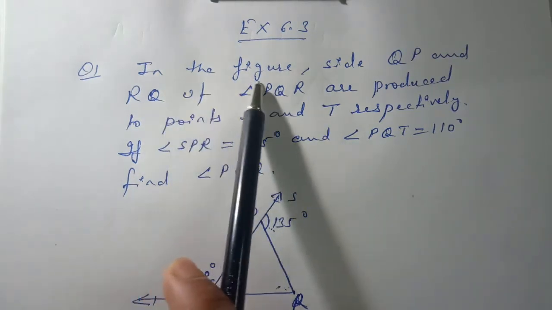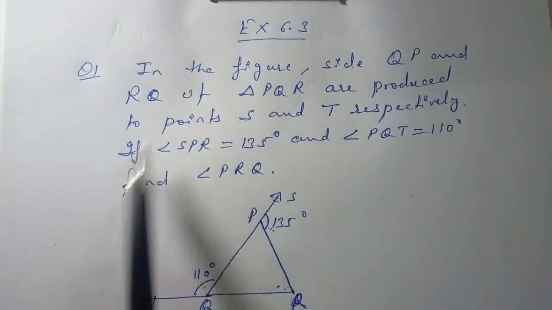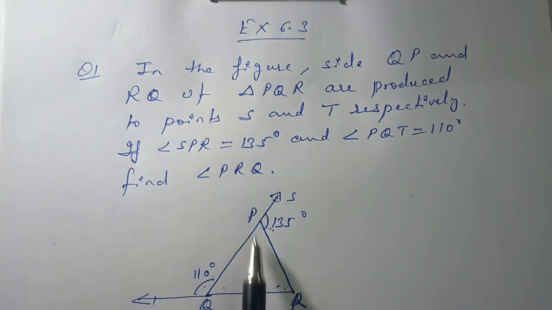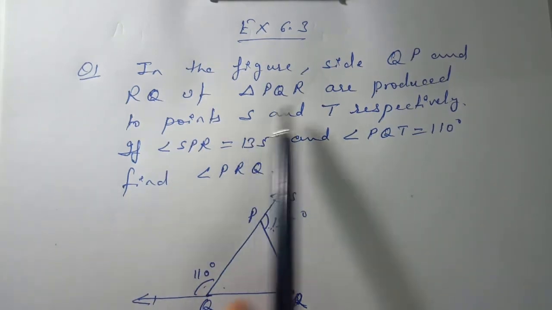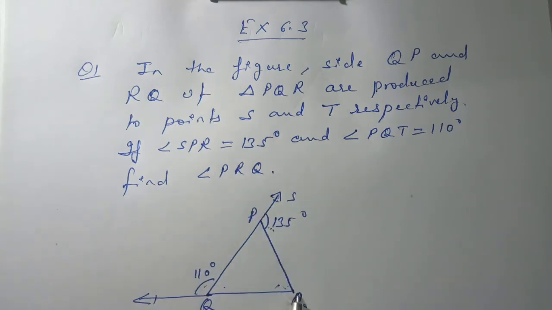What is the question? In the figure, sides QP and RQ of triangle PQR are produced to points S and T. You can observe QP is produced to S and RQ is produced to T. Angle SPR, this angle, is given as 135 degrees and angle PQT, this angle, is given as 110 degrees. Find angle PRQ. We have to find the value of this angle.